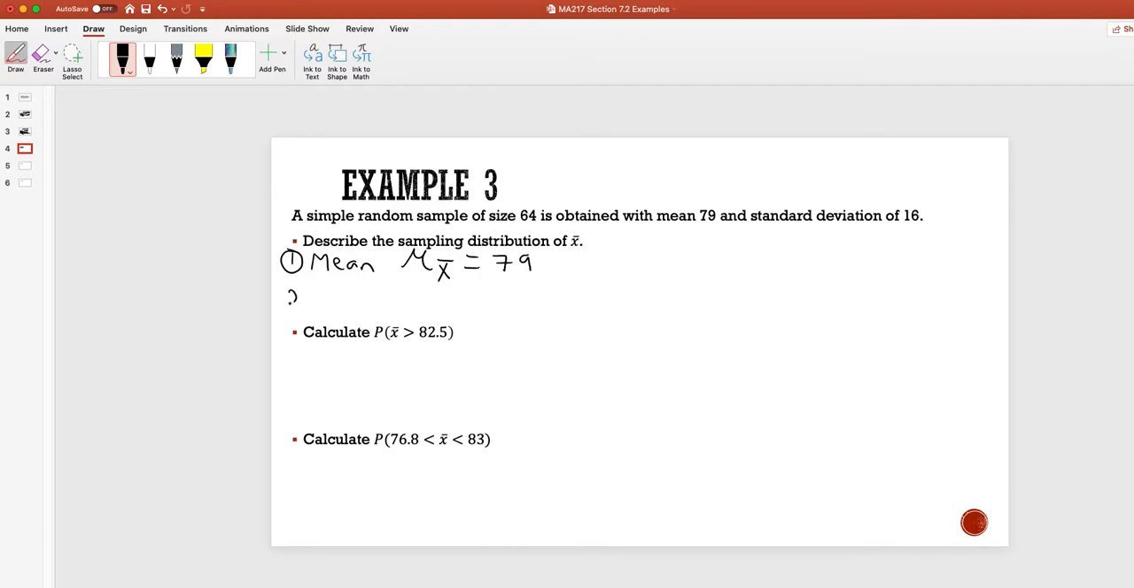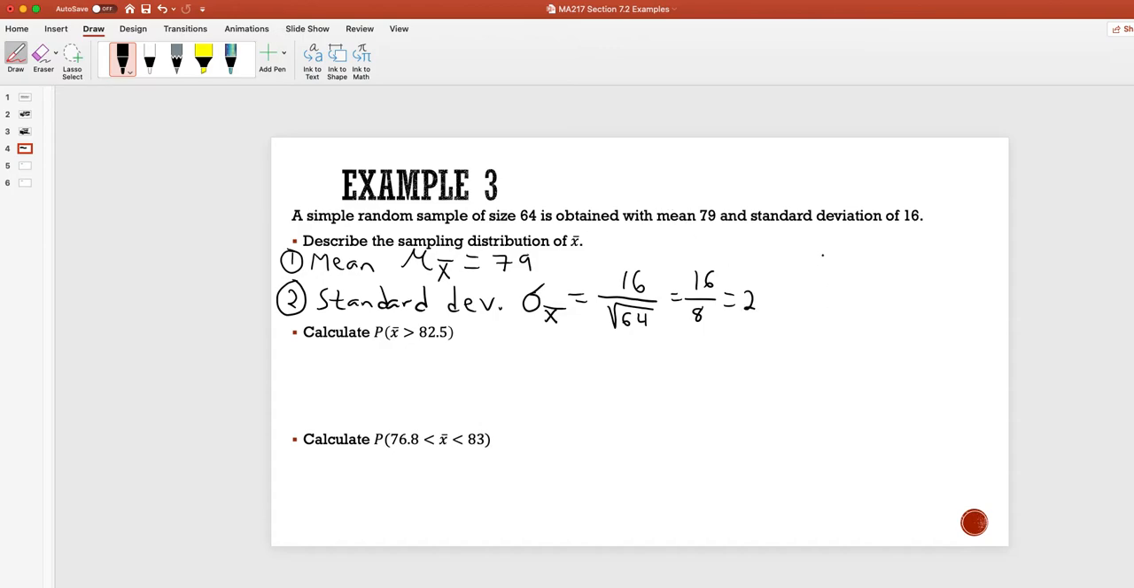The second thing we need is the standard deviation. So this is going to be the standard deviation of X bar. We are taking the population standard deviation of 16 and dividing by the square root of the sample size of 64. This makes 16 over 8, or 2.